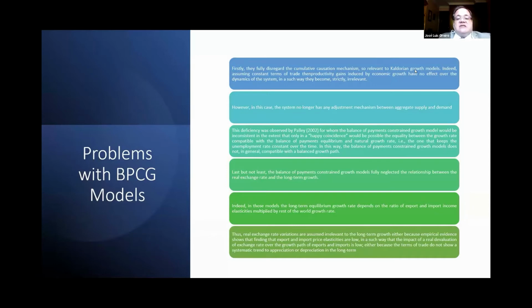However, in this case, the system no longer has any adjustment mechanism between aggregate supply and aggregate demand. This deficiency was observed by Palley in his 2002 article, for whom the balance of payments constrained growth model would be inconsistent to the extent that only in a happy coincidence would the equality be possible between the growth rate compatible with the balance of payments equilibrium and the natural growth rate, that is, the one that keeps the unemployment rate constant over time. In this way, the balance of payments constrained growth models do not seem in general compatible with a balanced growth path.